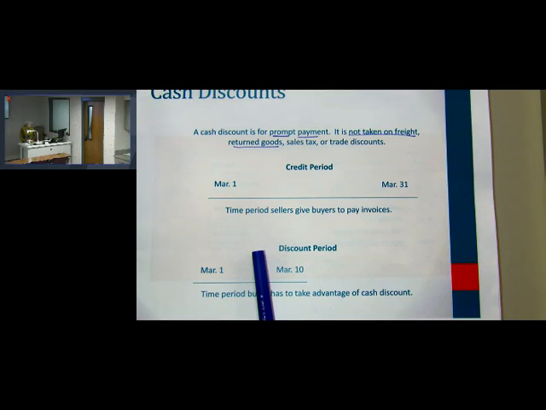Okay? So I just want to make sure on all of these, keep in mind we're going to be talking about two periods, the credit period and the discount period.